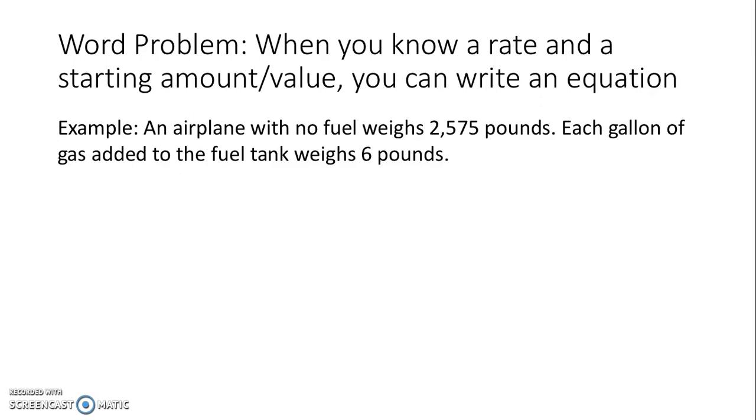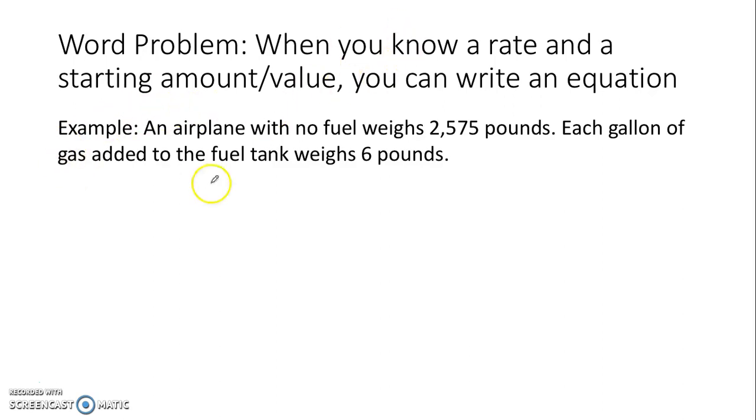Okay, so let's look at a word problem. We can look at a word problem where we know the rate and the starting amount or value, and we can write an equation in this form. All right, so let's look at an example. An airplane with no fuel weighs 2,575 pounds. Each gallon of gas added to the fuel tank weighs 6 pounds. Okay, so we want to write an equation that, depending on how many gallons of fuel there is in the plane, tells us how much that plane is going to weigh.